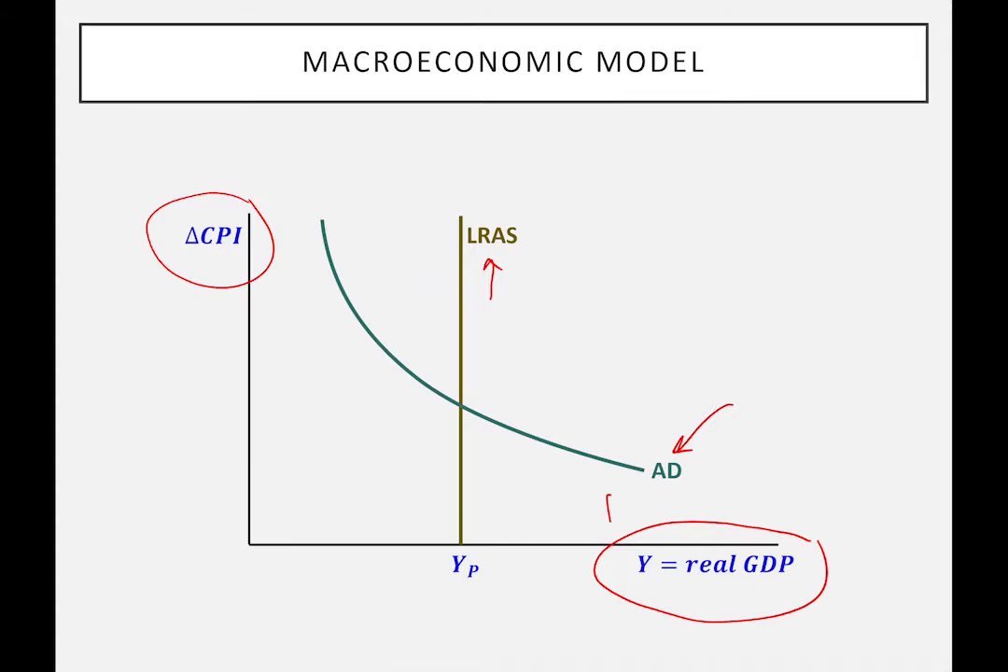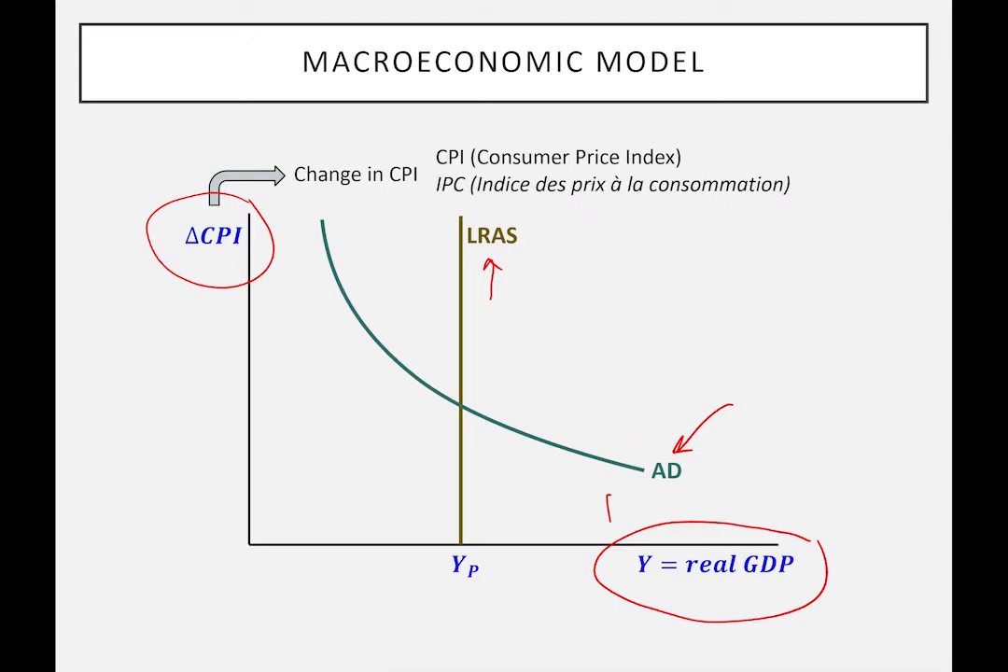At the same time, we're looking at an important statistic that's used in common speech and reported on news frequently. So the delta, this is not a triangle, it's the Greek letter delta, means change in, and we're looking at the change in the CPI. CPI stands for the Consumer Price Index, or in French, the Indice des prix à la consommation. So what is it exactly?